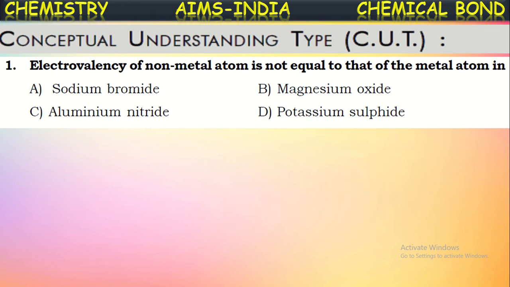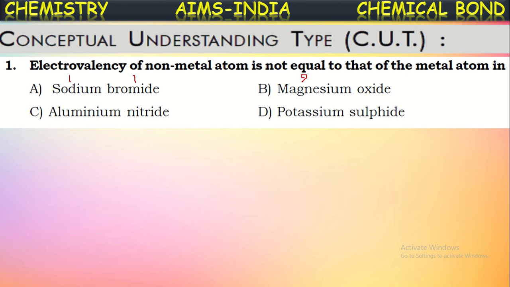Electrovalency of non-metal atom is not equal to that of the metal atom in. See, in which molecules the electrovalency of non-metal and metal are not equal. We see first one, sodium bromide. In this, sodium electrovalency is 1 because it can donate one electron. Whereas bromine is of halogen group or seventh group. It can accept one electron, so its valence is also 1. That is, electrovalence is 1 for this.